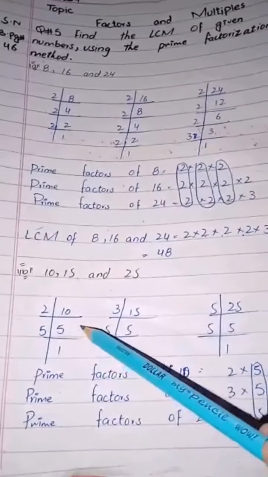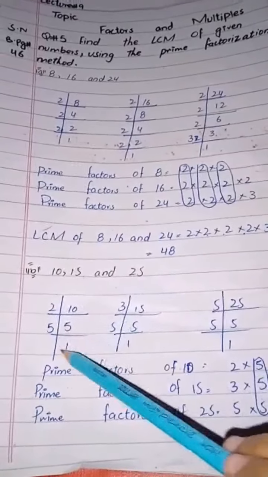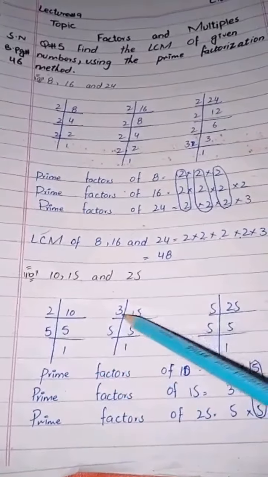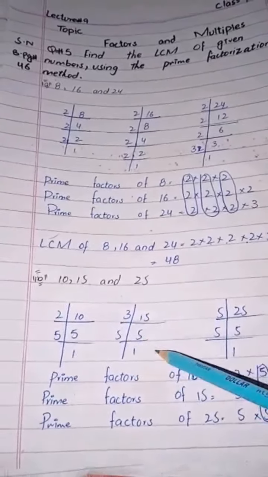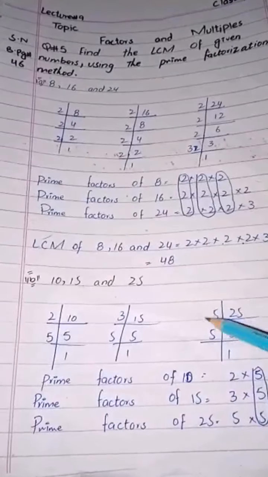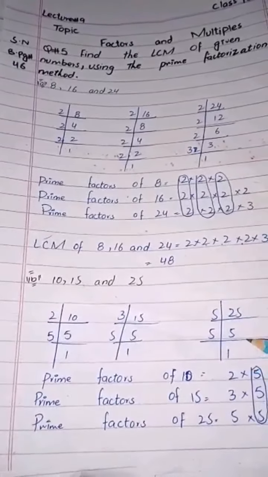Okay, prime factors of 10: 2 5s are 10, 5 1s are 5. Prime factors of 15: 3 5s are 15, 5 1s are 5. Prime factors of 25: 5 5s are 25, 5 1s are 5.